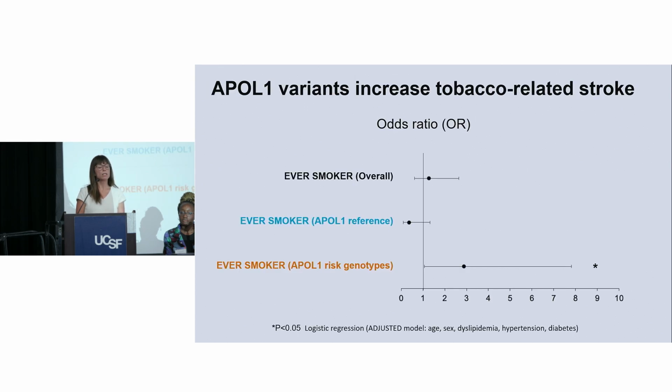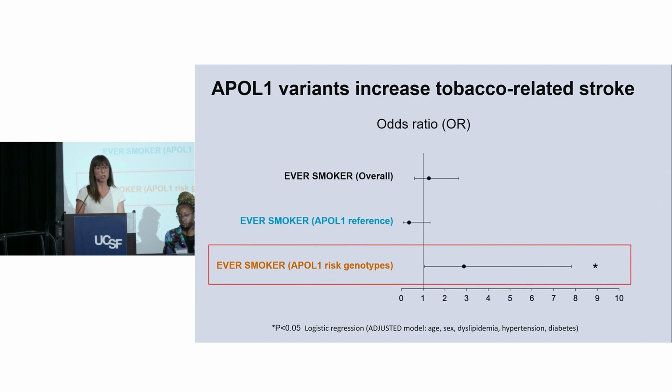Then we looked at the strength of this association by doing logistic regression. And when you look overall, you do not see a significant association between ever smoking and stroke. The same goes when you look among those with the reference genotype. However, among those with the risk genotype, you see significantly greater odds, almost 3 times higher odds, for stroke among ever smokers compared to never smokers.